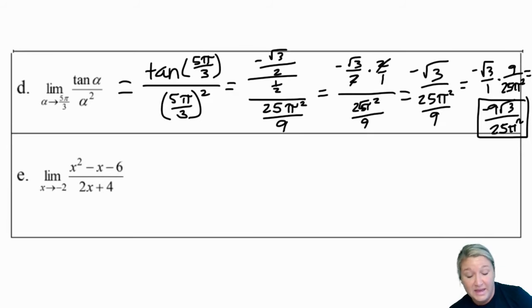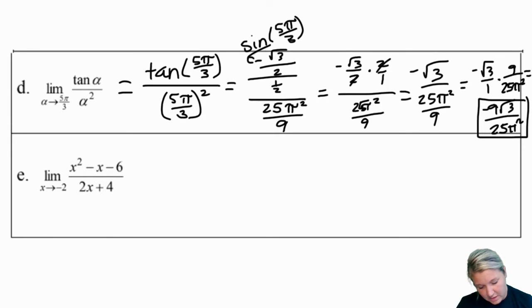So we end up with -9 square root of 3 divided by 25 pi squared. Okay, just a quick note here: this is going to be the sine of 5 pi over 3 divided by the cosine of the same thing. So you have to split that up. Almost every single time you see tangent, if you have to do some simplification, you're going to have to split it up to sine over cosine.